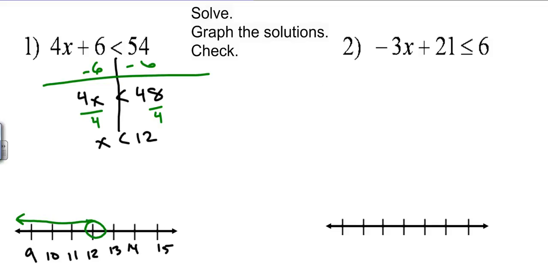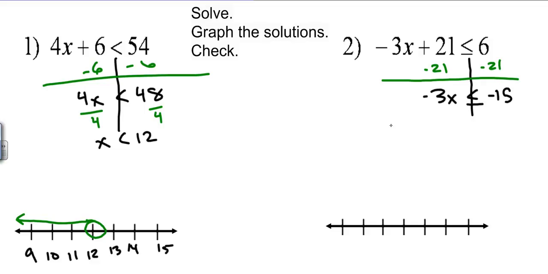Let's come over here to this one. Draw a line down if you want. First thing I'm going to do is get rid of that 21 by subtracting it on both sides. Nothing weird with subtracting, I don't have to worry about anything. Bring down the negative 3x. Bring down the less than or equal to. It's negative 15. Then I have to divide by a negative 3.